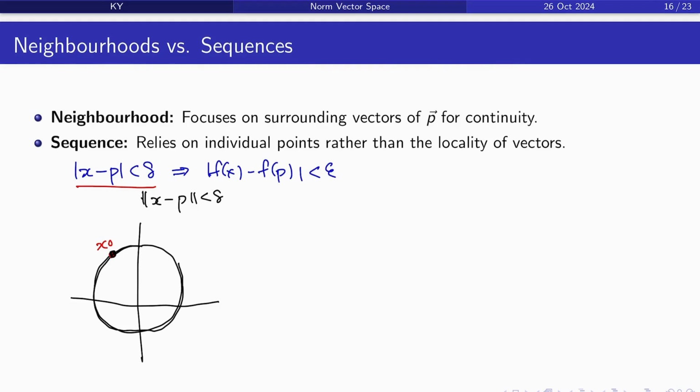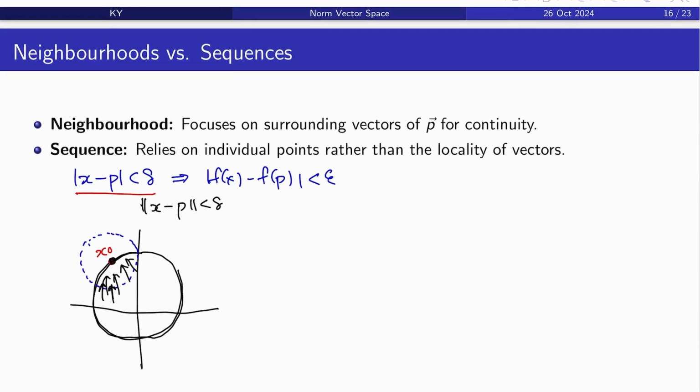Well, in case you use a neighborhood, what we're saying is that we are taking the neighborhood of x naught, and every vector pointing towards x naught, which you can think of as wind flow, right? Then in a vector space context, you can see that for each one of these vectors, the neighborhood captures the continuity better.